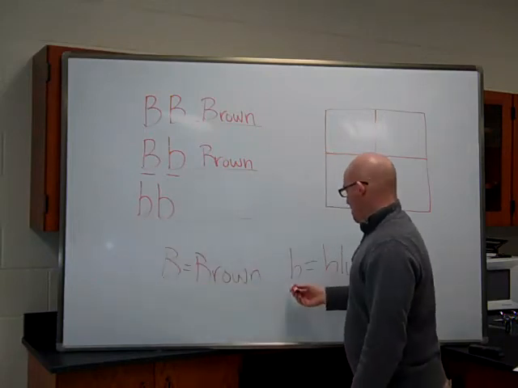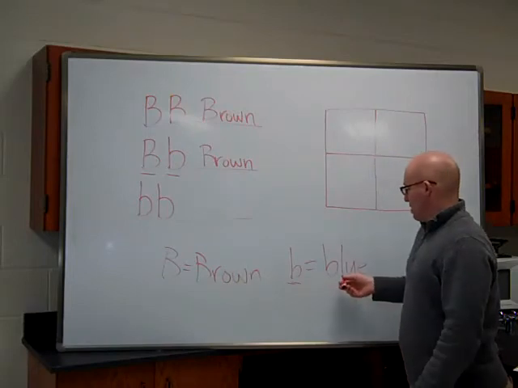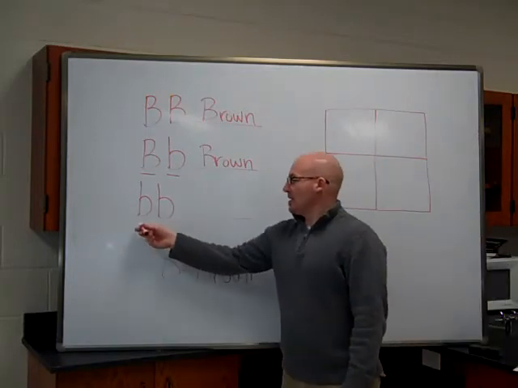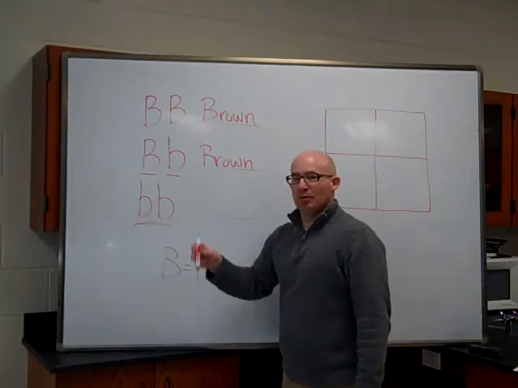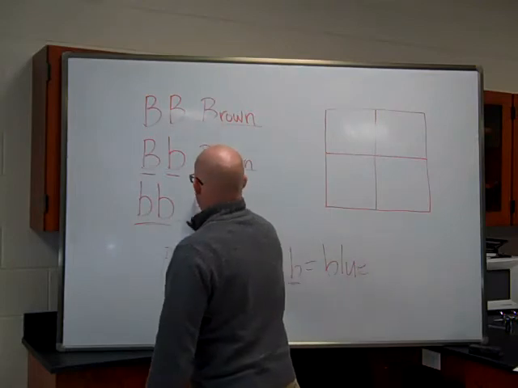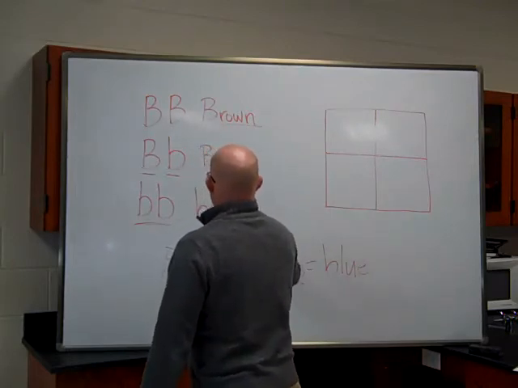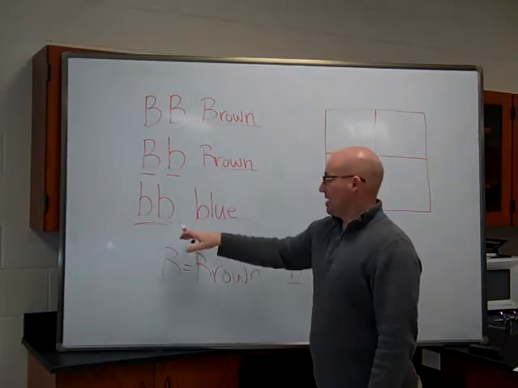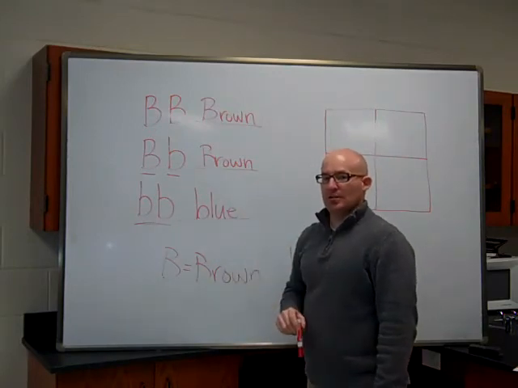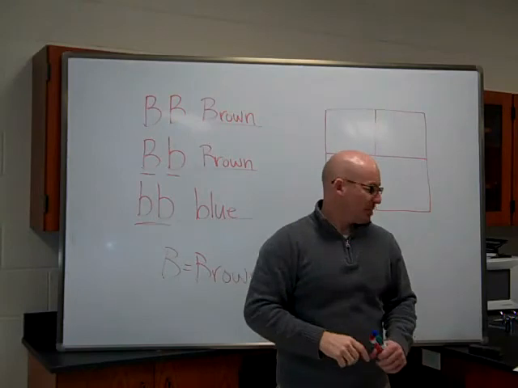Little b, okay? Obviously, since I have 2 copies of the little b allele, it's going to be blue. Blue's recessive, so really, this is the only possible genotype of a blue-eyed individual in this case. So here I write blue. And I know that this individual, little b, little b, has to be blue because of the dominance and recessiveness.